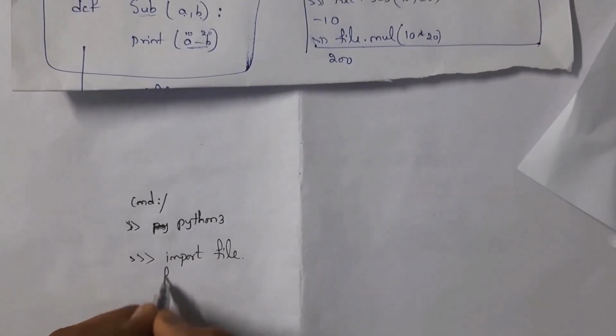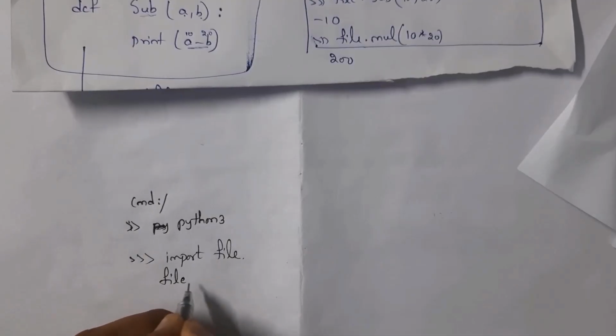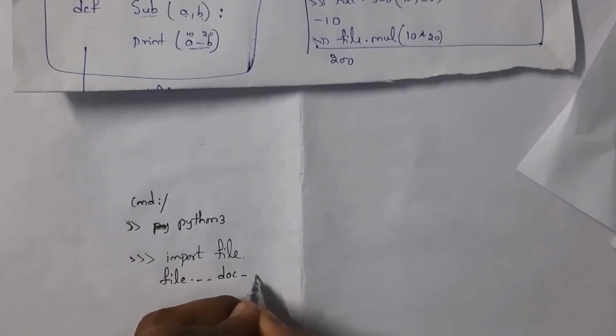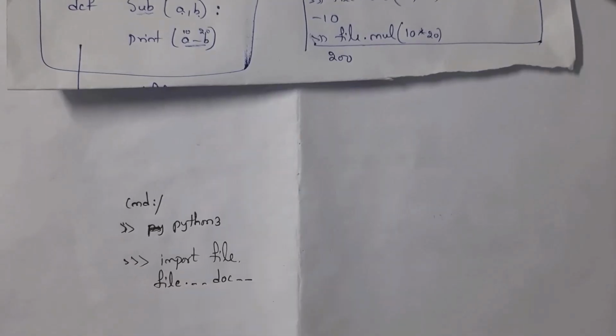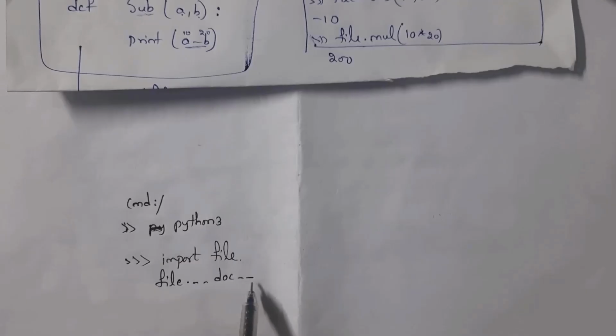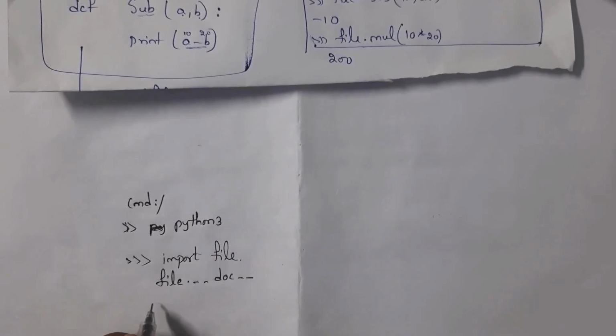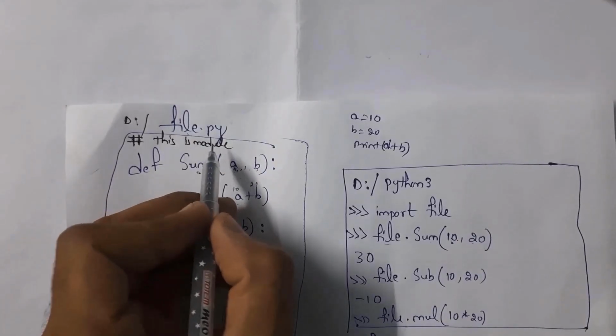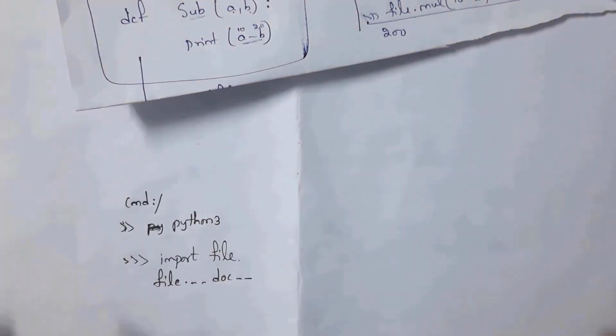And next I am writing file.__doc__, where doc stands for document string. Whatever comments are present inside my module file.py, it will display all those comments. So whenever you write file.__doc__ and click enter, you will get the output. This file contains only one comment, that is, this is module. So you will get the output this is module. In order to find any comments present in my module, you can use the doc attribute.